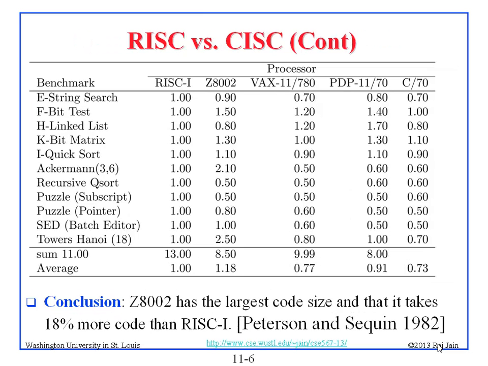On the other hand, if you take RISC as the base and do the computation, you will find that Z8002 takes 18% more code than the RISC.